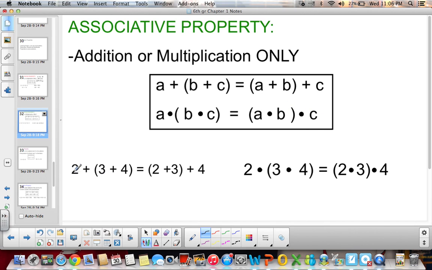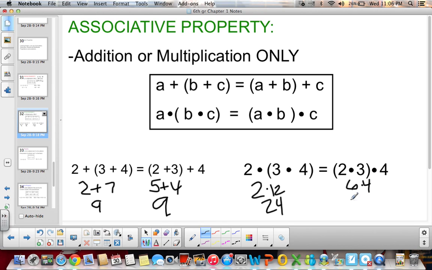So we can see 2 plus (3 plus 4), well, we do parentheses first. So 2 plus 7, which would equal 9. And then we have (2 plus 3) is 5, plus 4, which also equals 9. Okay, and then here we have 2 times 12, and we get 24. Then we have 2 times 3 is 6 times 4, and we get 24.